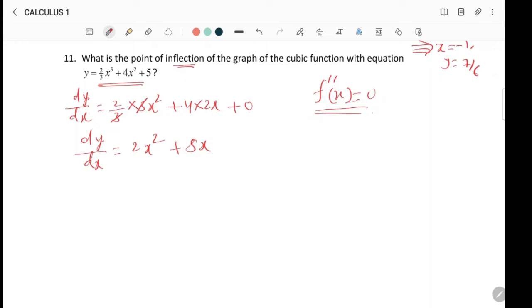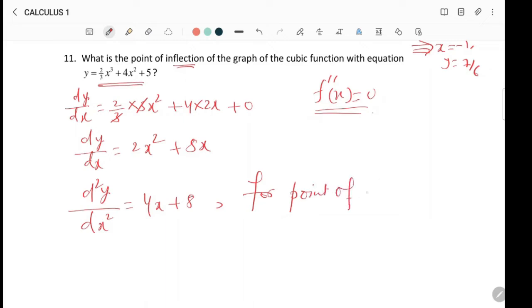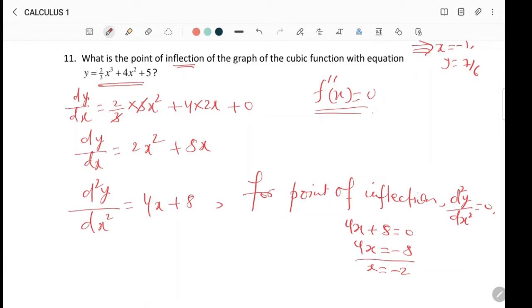Now we have to find the second differentiation, d2y over dx square, which is 4x plus 8. Now we know for point of inflection d2y over dx square must be 0, right? So 4x plus 8 equals 0. 4x is minus 8. Divide by 4, x is minus 2.